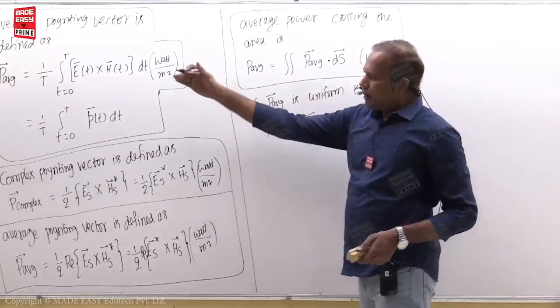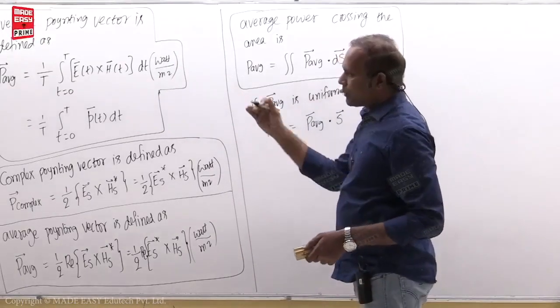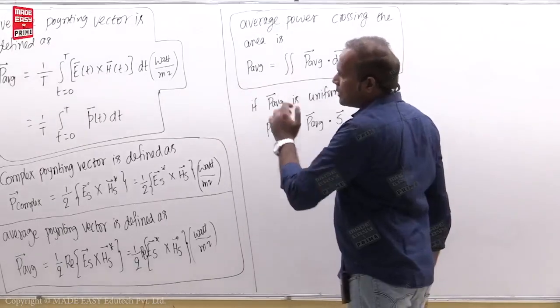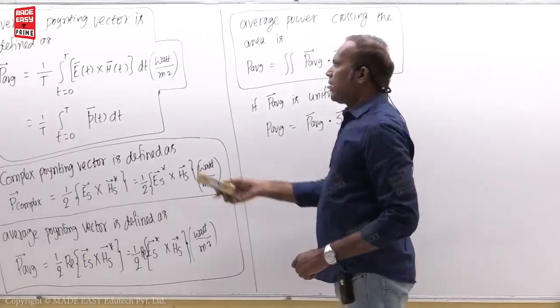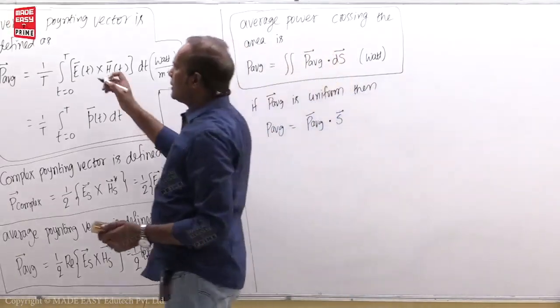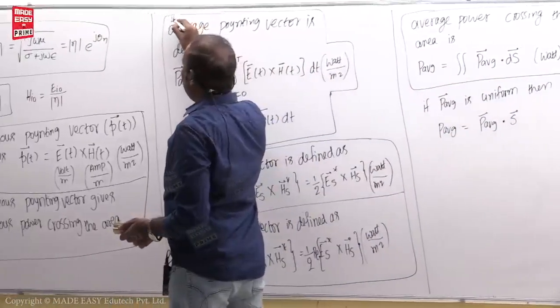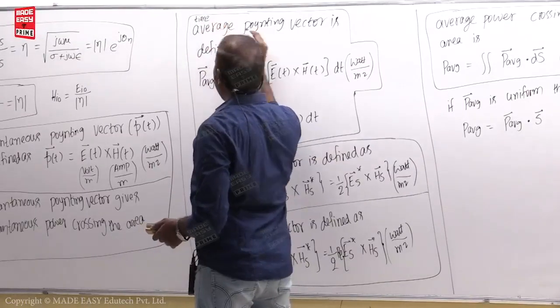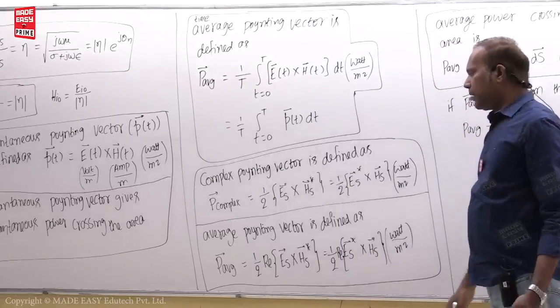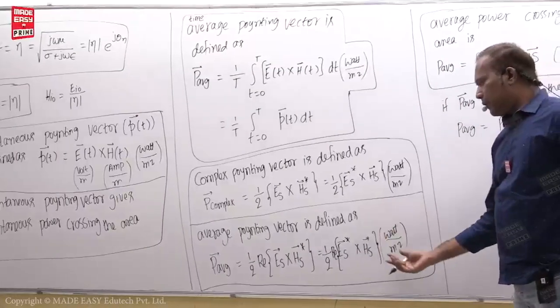I wrote here the instantaneous Poynting vector. Then after that I wrote the average Poynting vector. The time average Poynting vector actually is this one. If you want, you can write here, this is the time average Poynting vector. And this one is the complex Poynting vector. So this is the average Poynting vector.